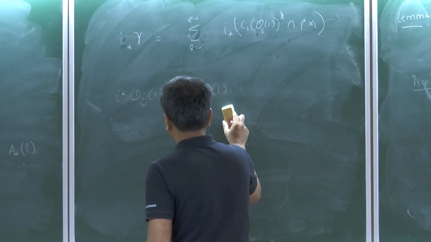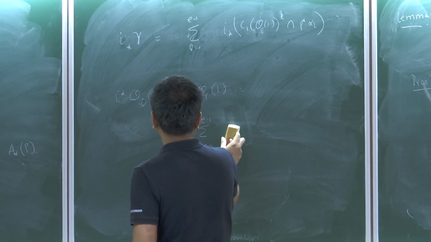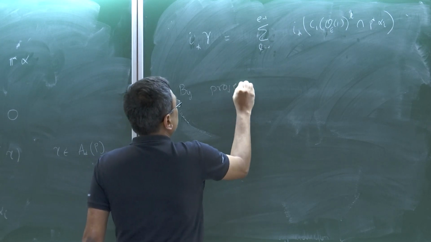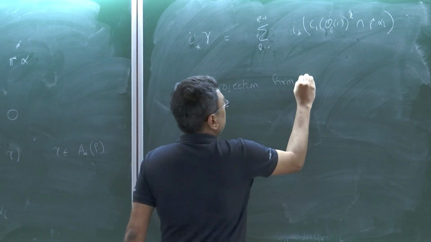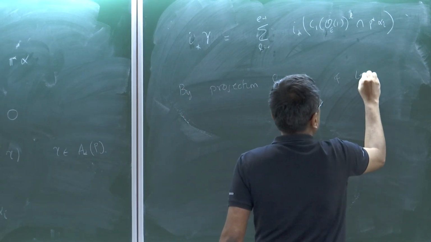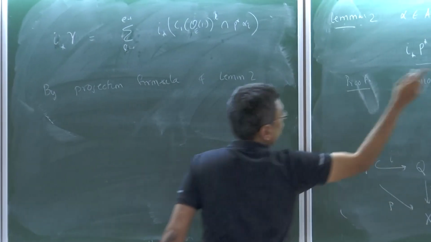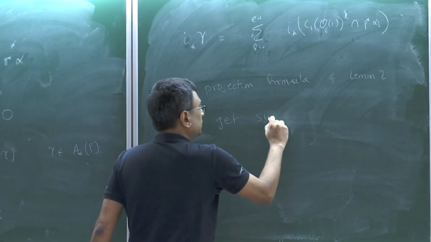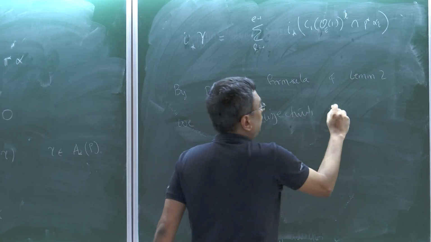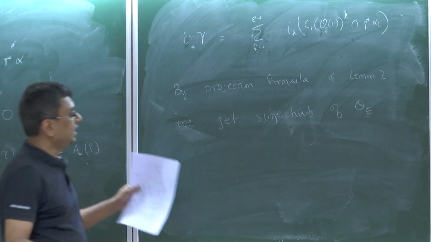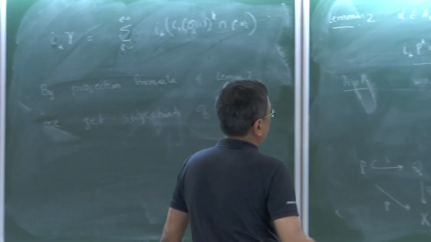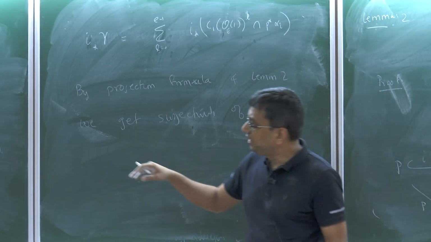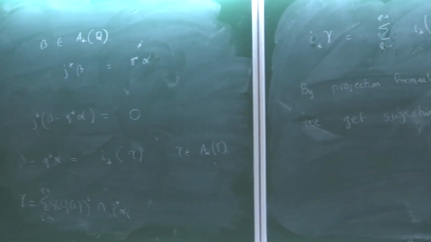So therefore I will leave this. By projection formula and this lemma 2, because that was the first lemma that we had, we get surjectivity of theta E. So there is some exercise part here. I am not claiming I wrote down all the details, but actually it is a very simple concept with too much heavy notation, so better you do it.